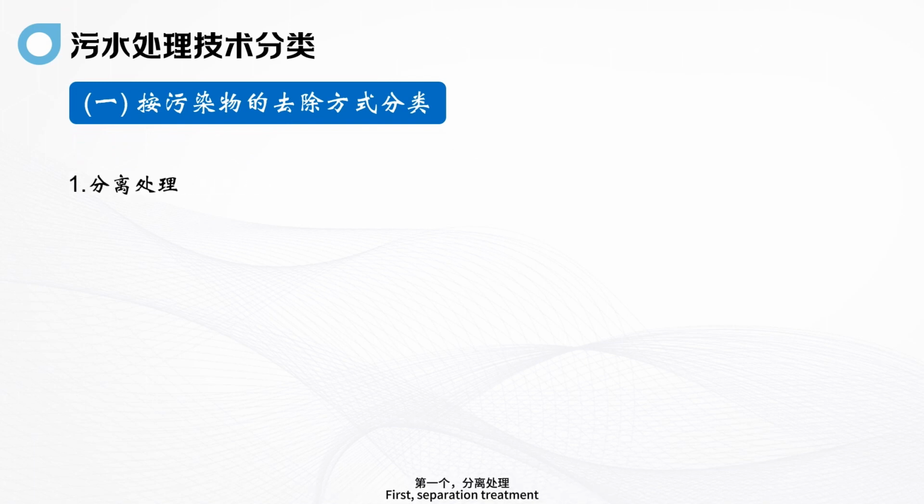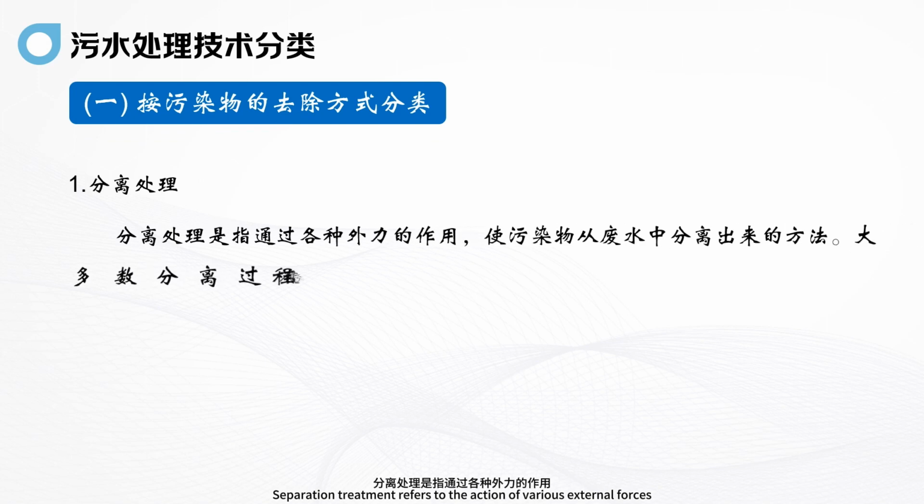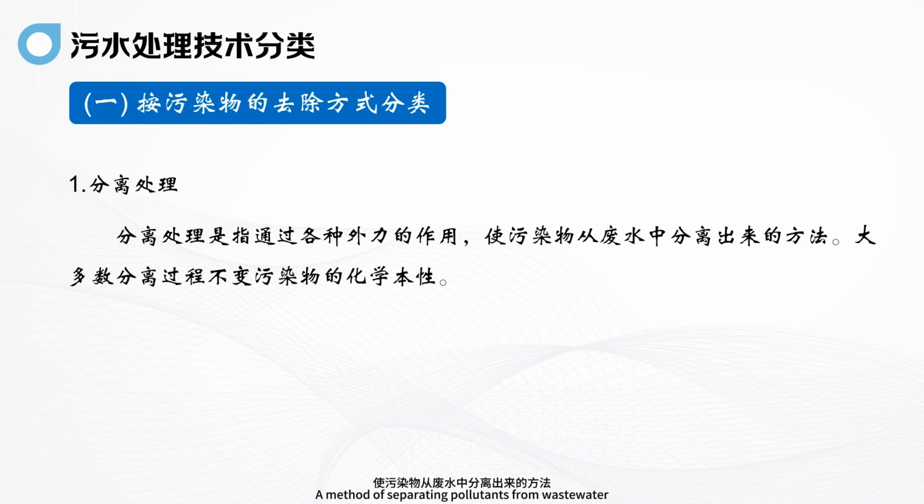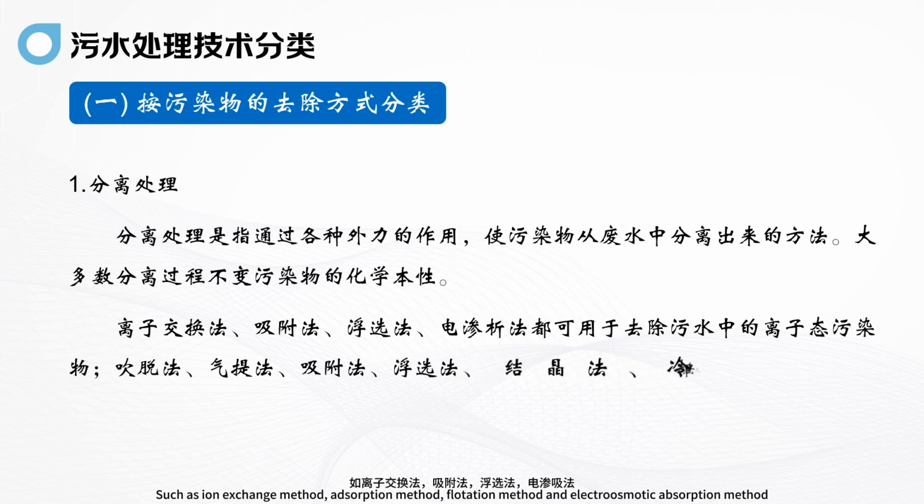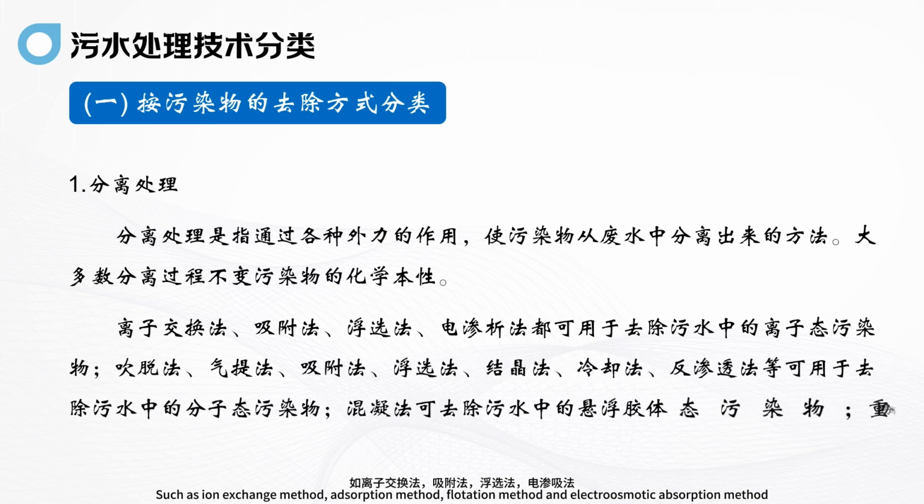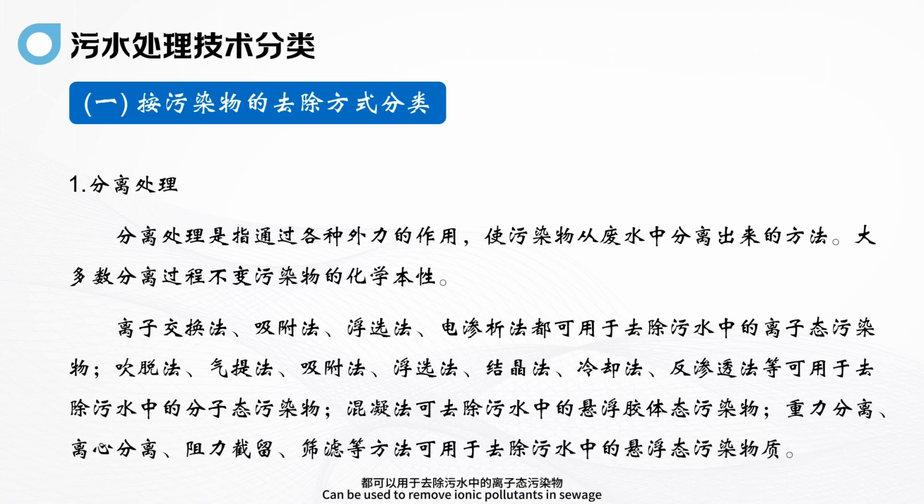First, separation treatment. Separation treatment refers to a method of separating pollutants from wastewater under the action of various external forces. Most separation processes do not change the chemical nature of pollutants, such as the ion exchange method, adsorption method, flotation method and electroosmotic absorption method, which can be used to remove ionic pollutants in sewage.